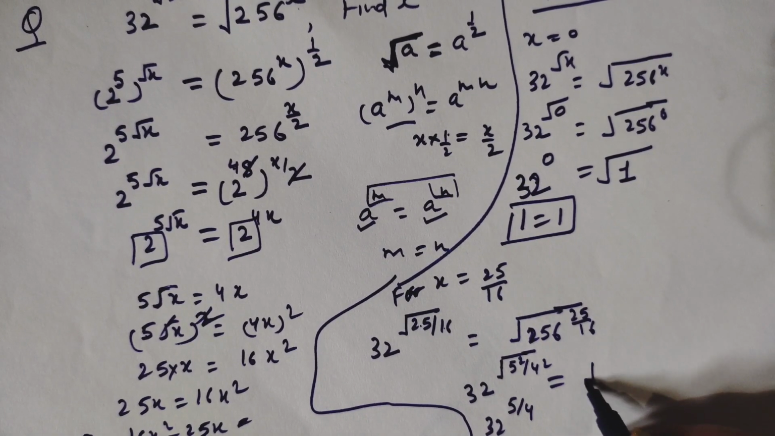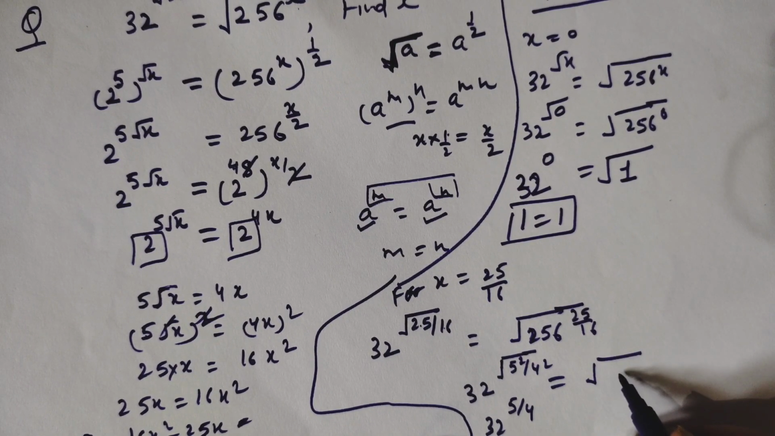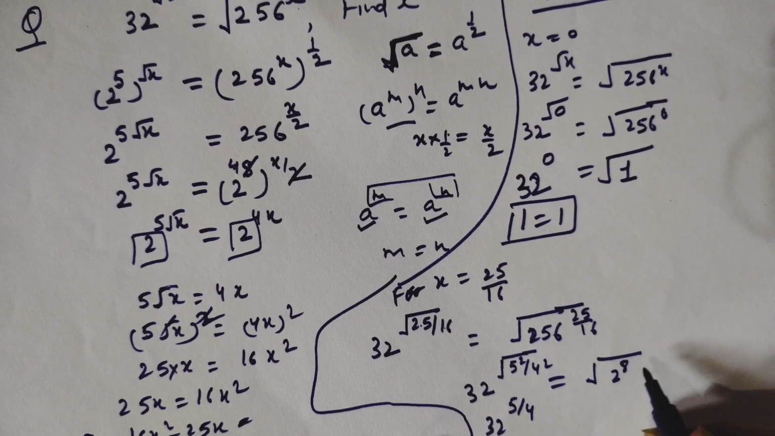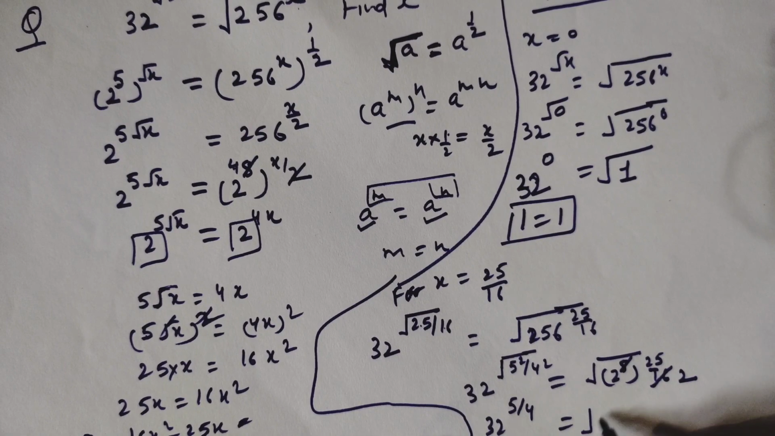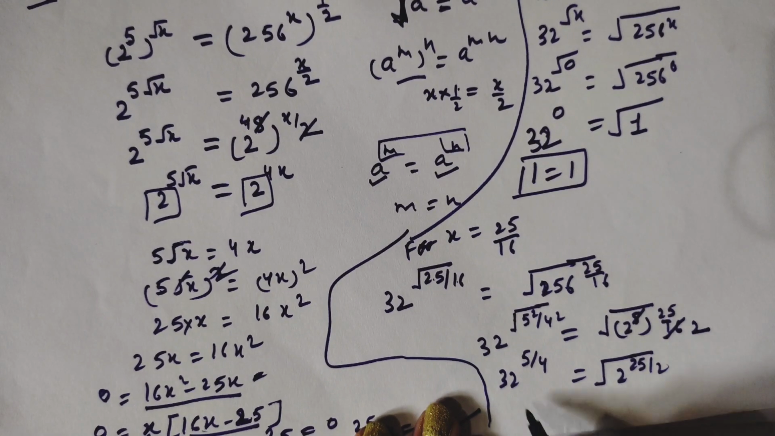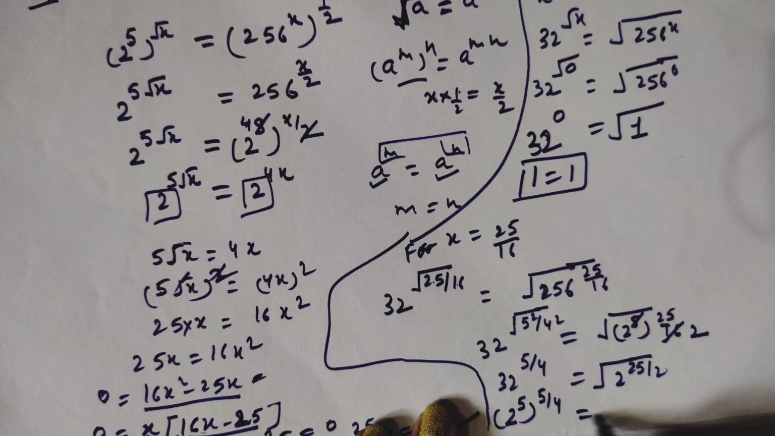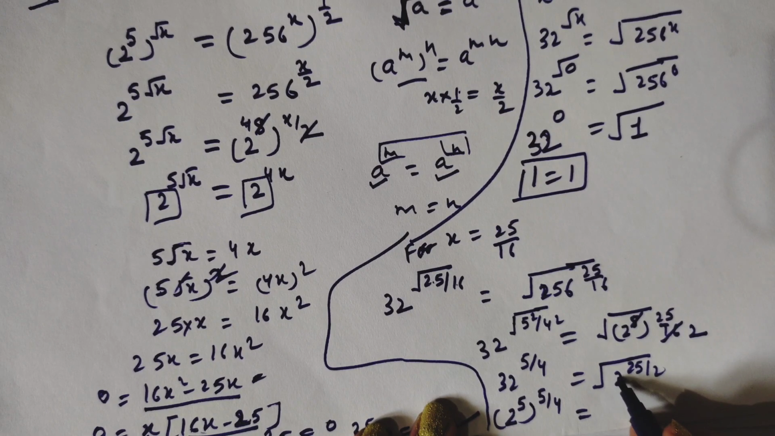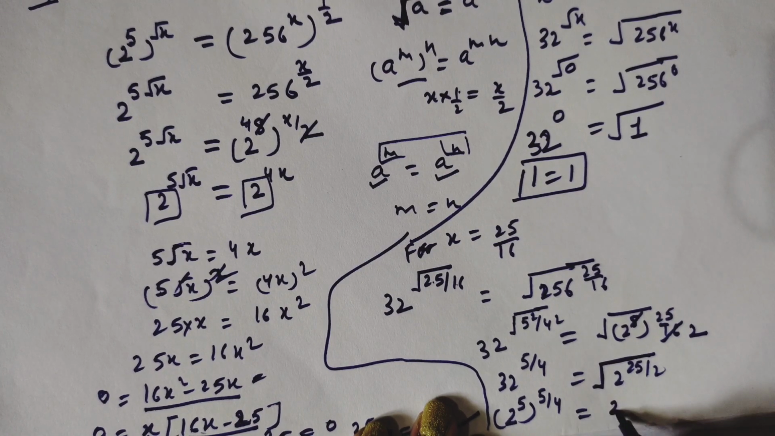In the right hand side you can see 256. We can write 256 as 2 power 8, whole power 25 by 16. Now this 8 cancels with 16, 8 twos are 16, so 2 power 25 by 2 remains here. After that we write 32 as 2 power 5, and outside is 5 by 4. Now you can see here 2 power 25 by 2, this is the square root.